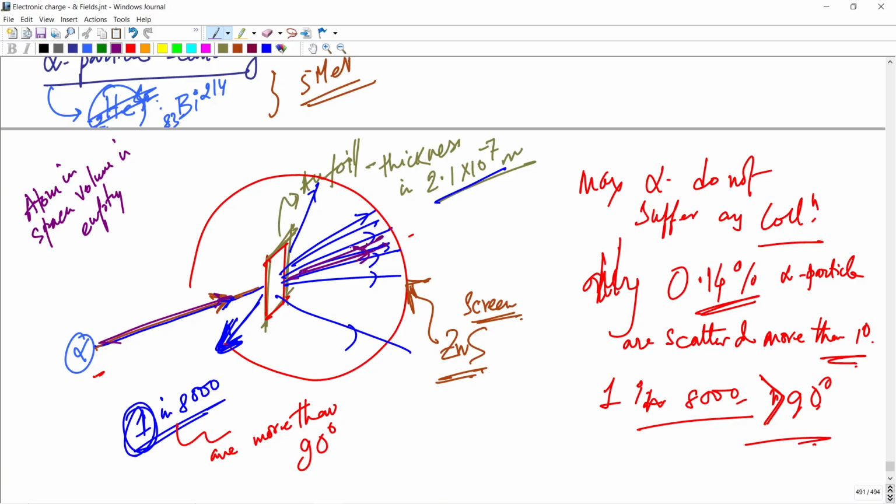But near the nucleus, an electric field is present. The closer to the nucleus, the more intense the electric field, and a more intense electric field means more scattering. So the alpha particle is scattered more towards the nucleus, and away from the nucleus the scattering is very little. The concept is like that.